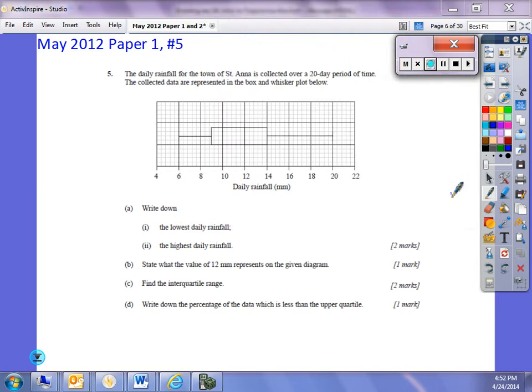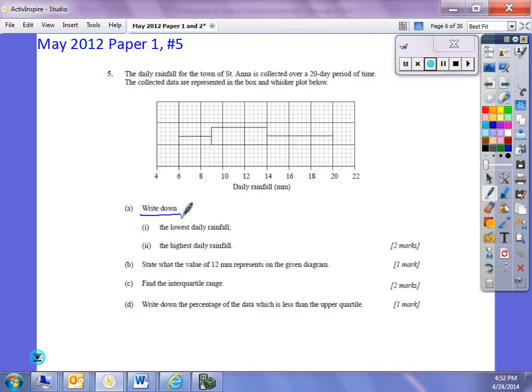So now we're up to problem 5. Don't you feel pretty good? You're taking the IB exam, you're a little bit rested because this one's in the afternoon, paper 1, and we're up to problem 5, and so far so good. We've got a box and whisker plot, and we're just going to fill in some requested information.